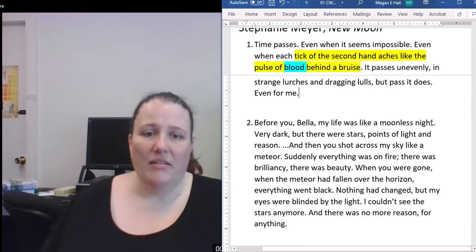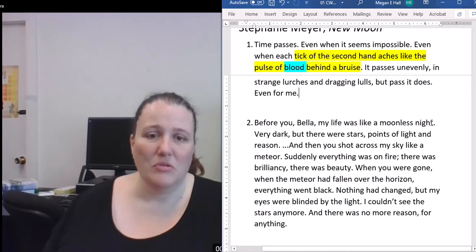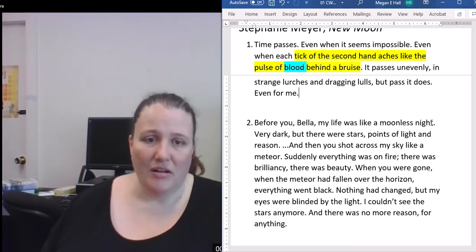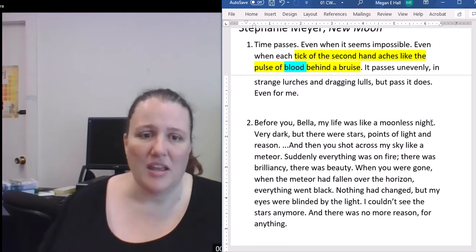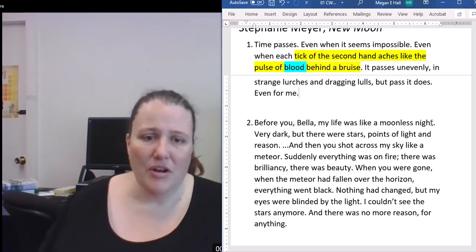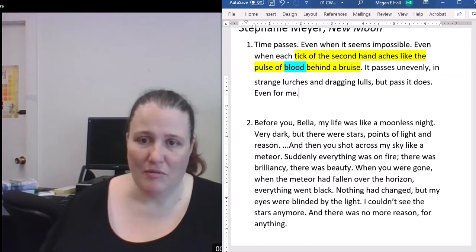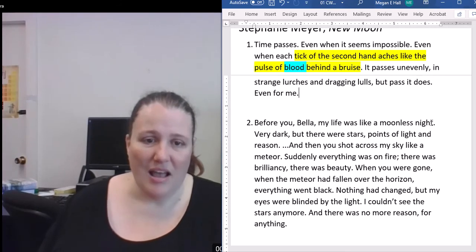Before you, Bella, my life was like a moonless night, very dark, but there were stars, points of light and reason. And then you shot across my sky like a meteor. Suddenly everything was on fire. There was brilliancy, there was beauty. When you were gone, when the meteor had fallen over the horizon, everything went black. Nothing had changed, but my eyes were blinded by the light. I couldn't see the stars anymore, and there was no more reason for anything.